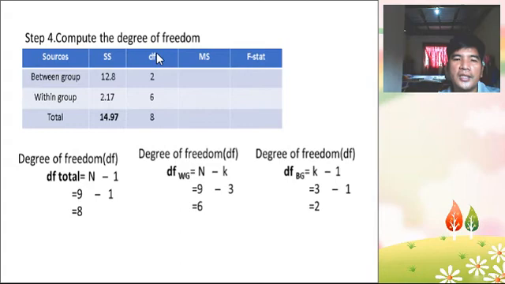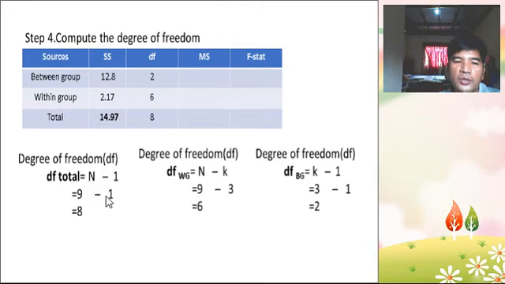How are you going to get the DF? Okay, how did we get 8, 6, and 2 here? To get this 8, the formula for degree of freedom total is capital N minus 1. The capital N is the total number of replications, which is equal to 9. 9 minus 1 is equal to 8. Okay, always minus 1.